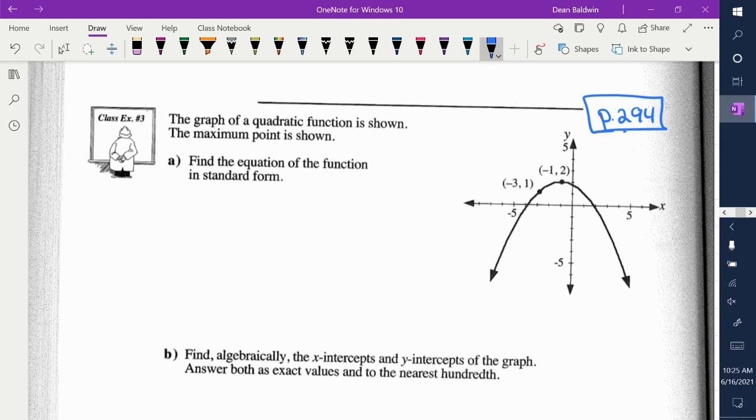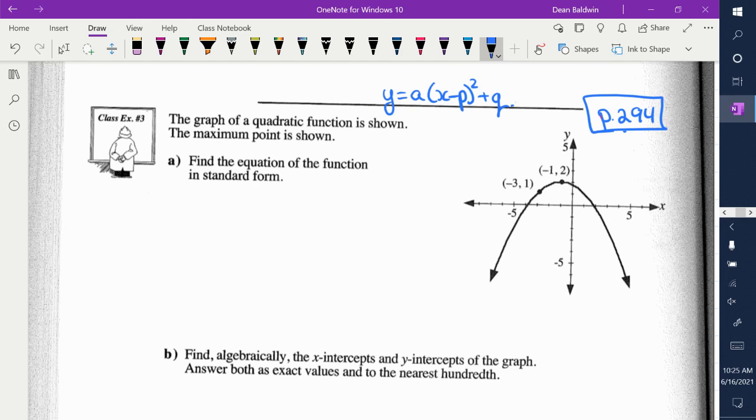So page 294. We know that the standard equation of a quadratic function is this. What we've been doing is I give you the equation and then you sketch the graph. Now we're going to do the reverse. I'm going to give you the graph, and you have to figure out the equation, which is actually a more valuable skill because in science, you get a bunch of data points. You would graph them, but can't do much with that graph until you know the actual equation of that function.